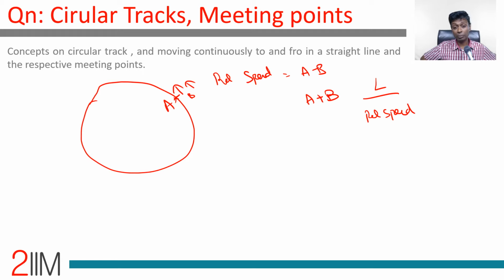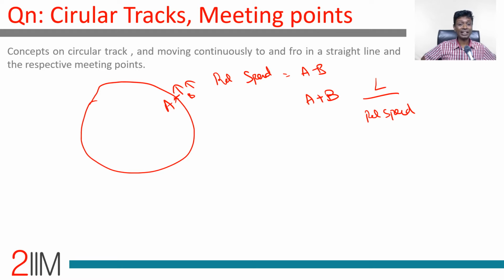Then every subsequent meeting point, meeting at the beginning, meeting at the middle, meeting at the halfway point, all of those you can figure out after that. Lap length is the distance you should gain by meeting point, by relative speed, the time it will take for you to gain that. Once you have done this, everything else falls in place. Suppose they meet for the first time after 104 seconds. Second time will happen after 208 seconds. Into 3, into 4, into 5.